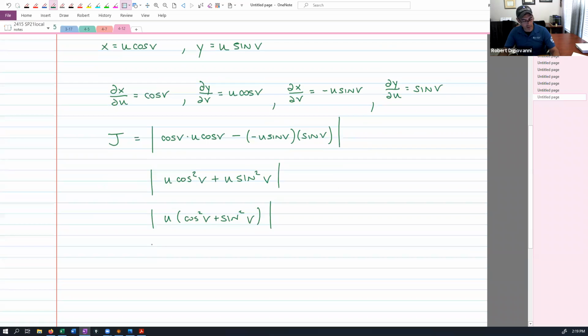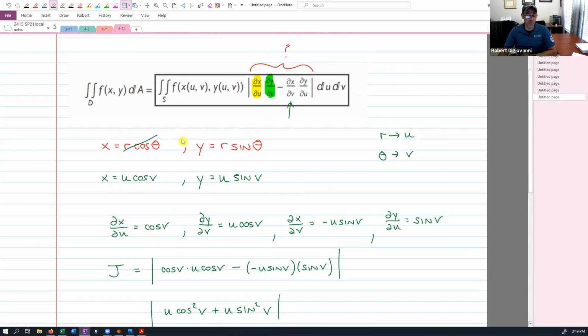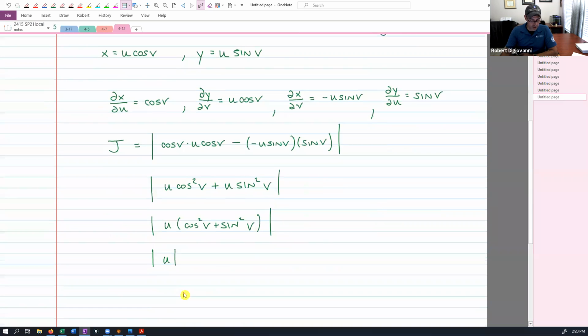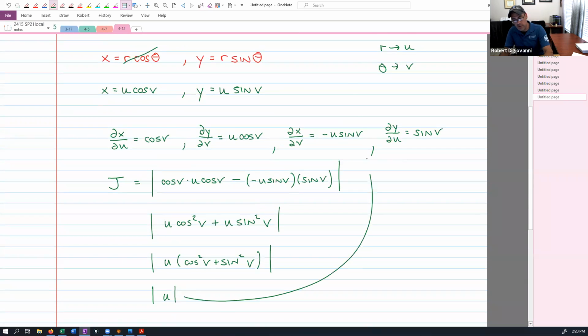And that's a 1, so we get absolute value of u. So this says that if we want to make this change of variables, then we better be willing to include this Jacobian in our integral. And so if I calculate the Jacobian, it's just u, but remember, what was u? U was r, right? So that's where the r comes from.